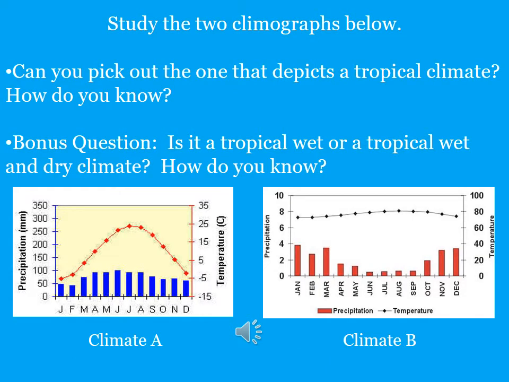Okay, so if you look at these two climate graphs right here, you can try to pick out which one is a tropical climate. All right, so you remember, tropical climates are at the low latitudes, so there's only two types of seasons, a rainy and a dry one. So write down in your notes what you think it is. Is it climate A or climate B?